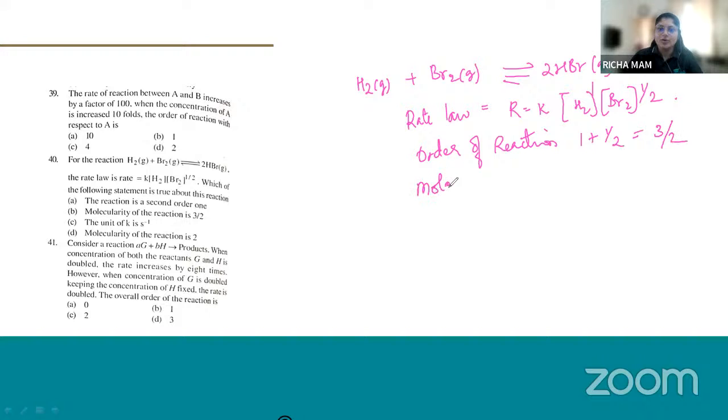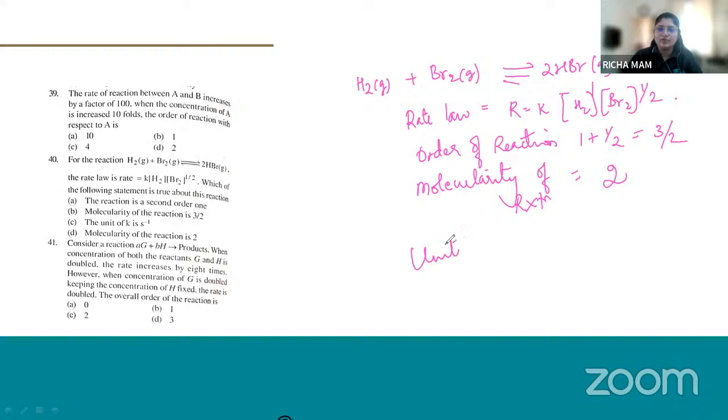Then how do you calculate molecularity? Molecularity of reaction is what? It is 1 plus 1, so it is 2. Molecularity is 2.